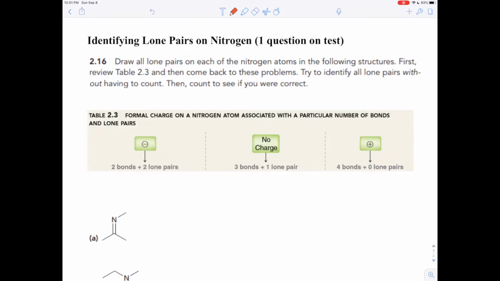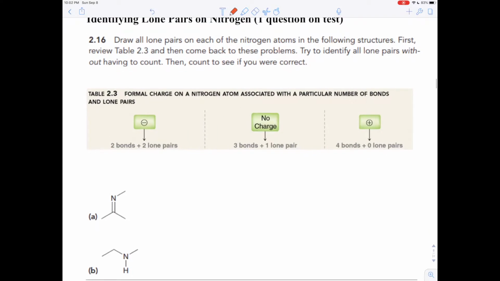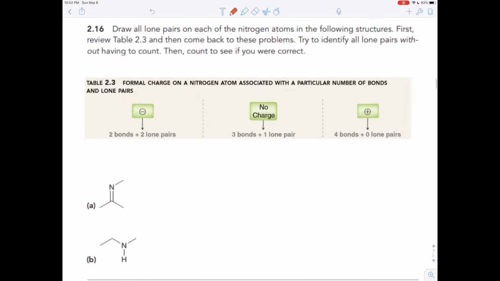Exercise 216 is trying to train you to see lone pairs on nitrogens. It says draw all the lone pairs on each of the nitrogen atoms in the following structures. First review table 2-3, which I've included here, and then come back to these problems. Try to identify all the lone pairs without having to count, and then count to see if you are correct.